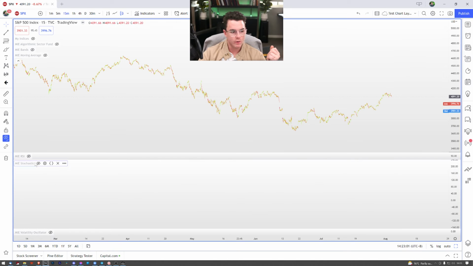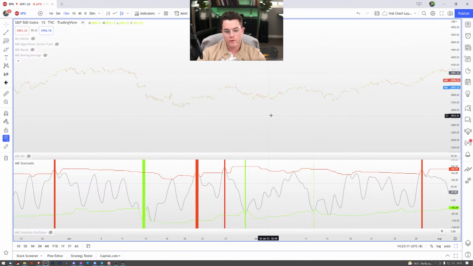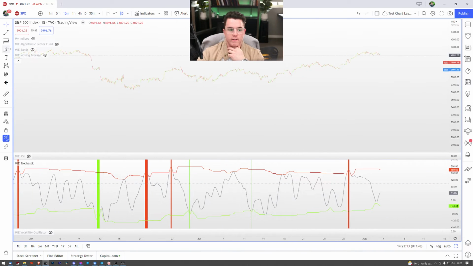Move on to the next one, which is the Mie Stochastic. This one's pretty cool too. I quite like this one in terms of signal generation. So the advantages over a normal stochastic that we have is a dynamic upper and lower band for identifying potential trade opportunities.